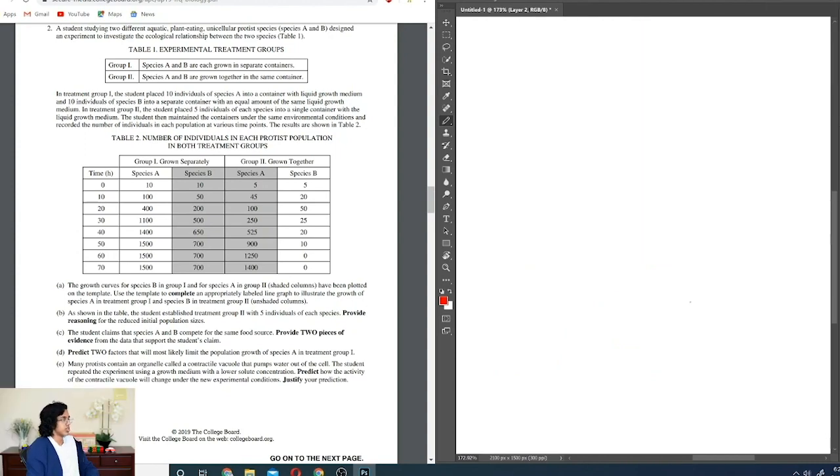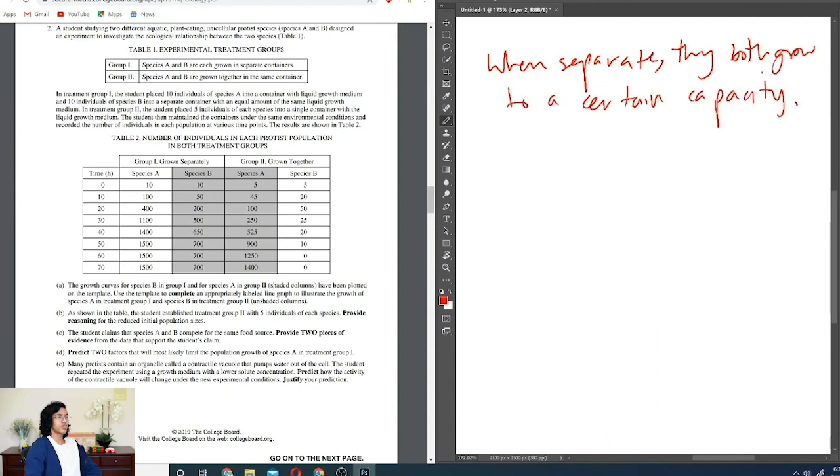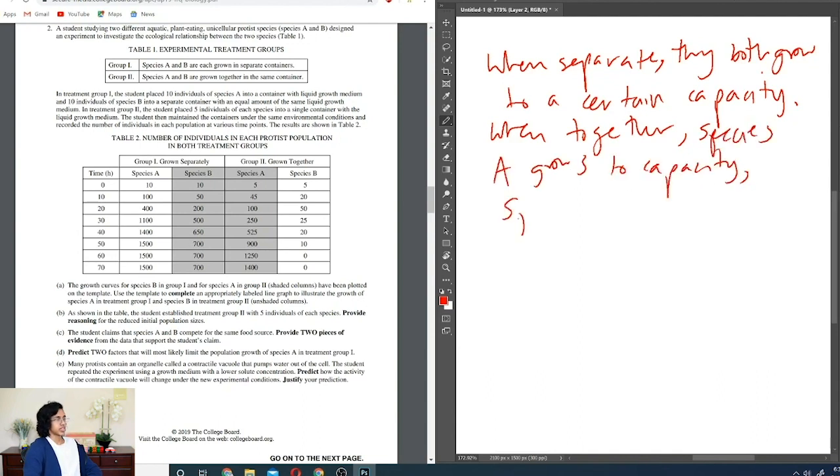And then for C, the student claims that species A and B compete for the same food source, and provide 2 pieces of evidence from the data that support the student's claim. So the first evidence is that when they're grown separately, they both grow, well, not exponentially, they grow logistically. When separate, they both grow to a certain carrying capacity. However, once they are together, species A grows to its carrying capacity, but species B dies out because it no longer can compete with A for food.